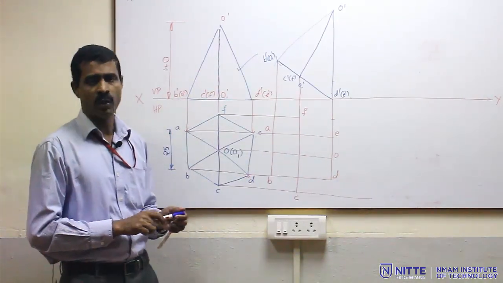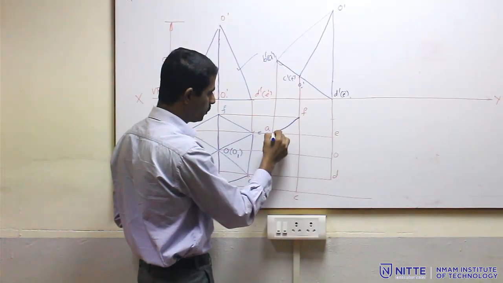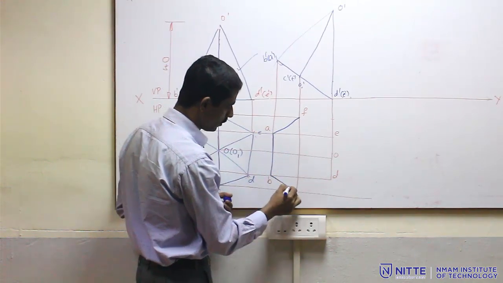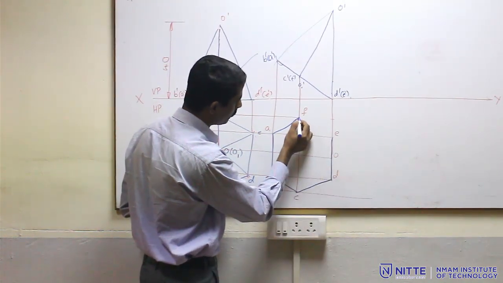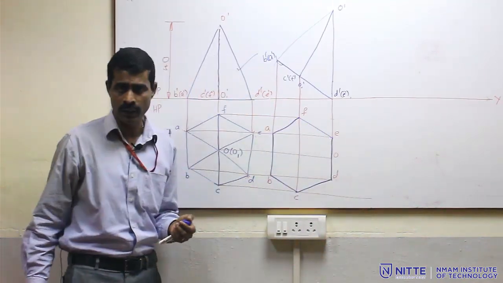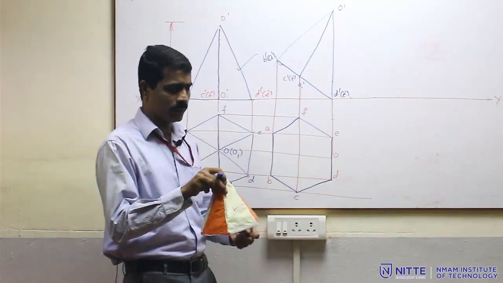Draw the boundary first. So, it is easy to recognize the boundary here. Join the outermost points this way. This is the boundary. Now, let us discuss what are the visible edges.